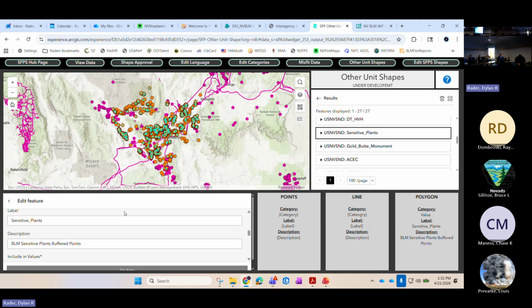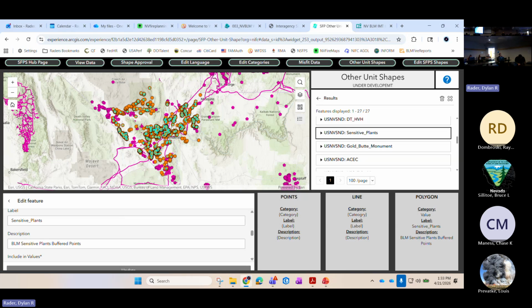Eventually, that's probably going to take over as the authoritative data source from Spatial Fire Planning Service for these critical values. So anything that you currently have in other unit shapes, we may have to transition over into that critical values at risk layer eventually, if that's the direction we get nationally.